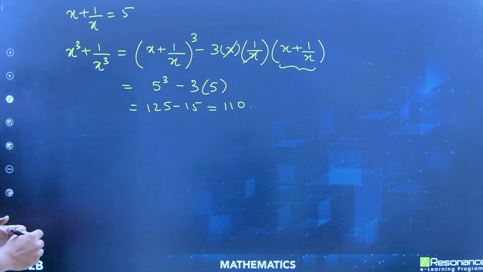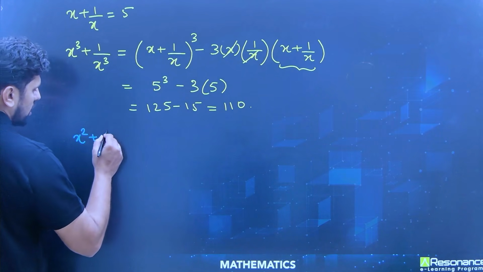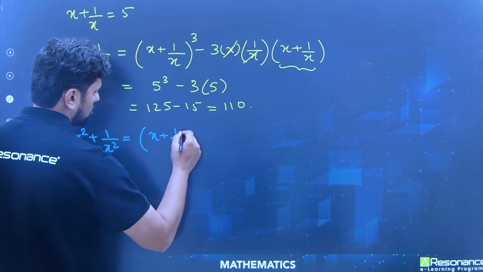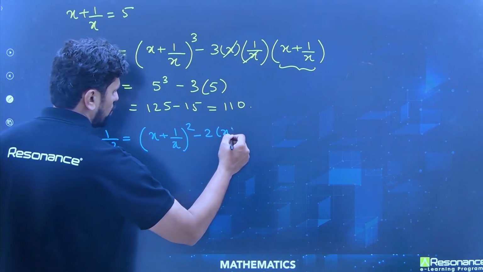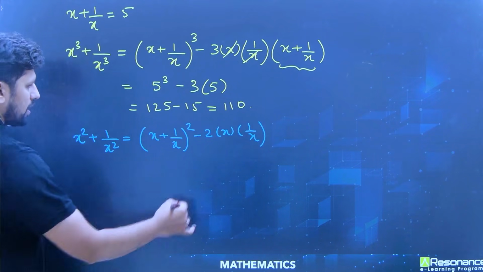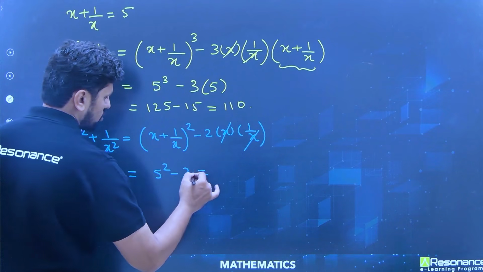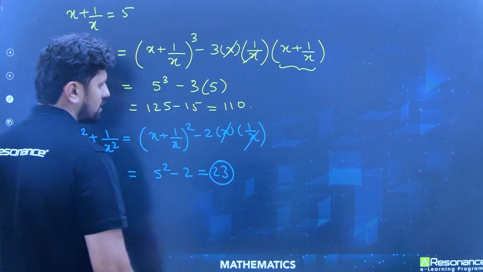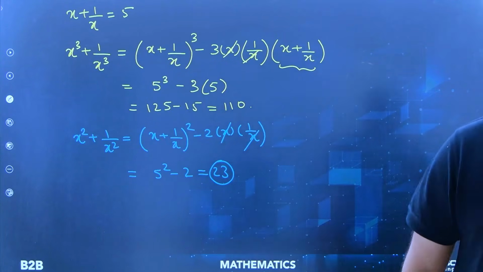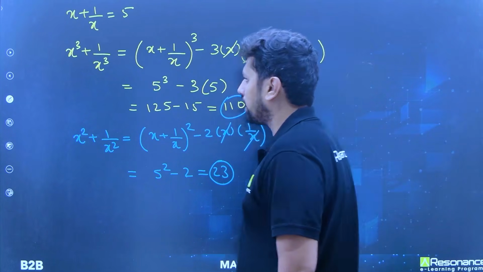Okay, now we will find x square plus 1 by x square. Again, we did this yesterday only. x plus 1 by x whole square minus 2ab. a plus b whole square, minus 2ab got cancelled. So it will become 5 square minus 2, that is equal to 23. Okay, very good. So we got two answers, that is 110 and 23.